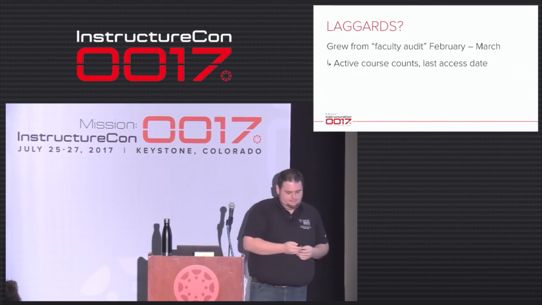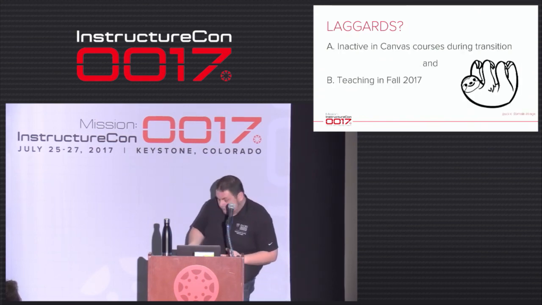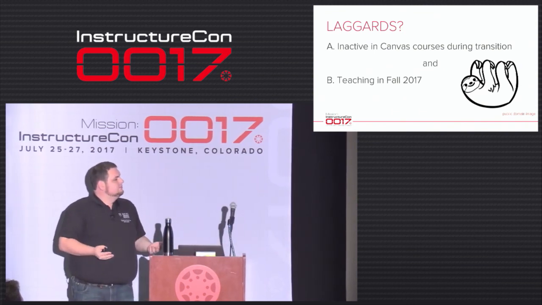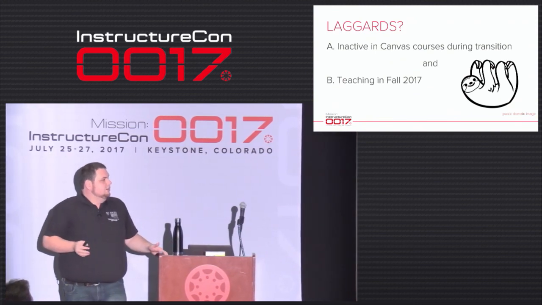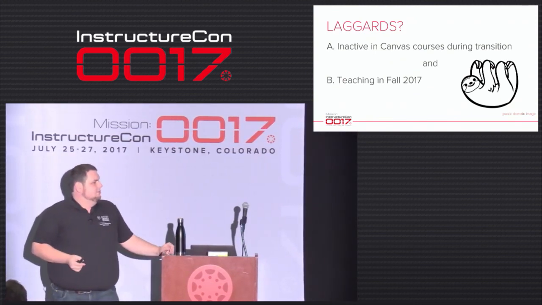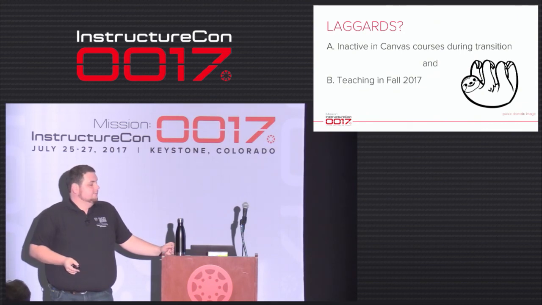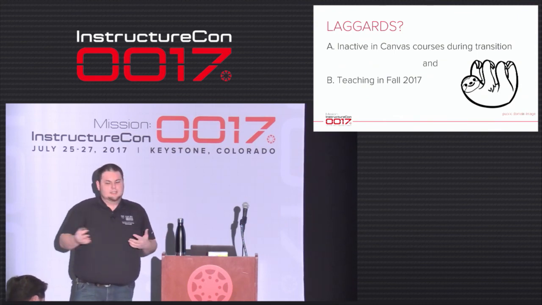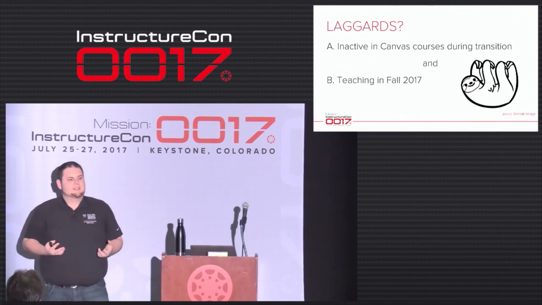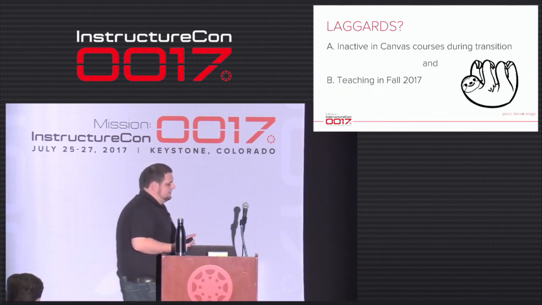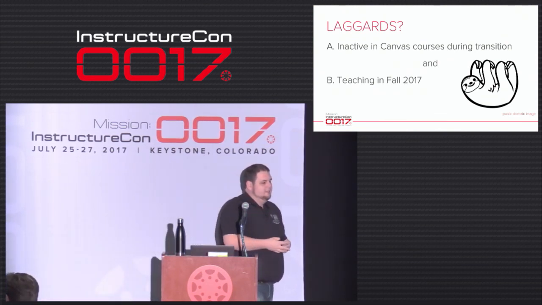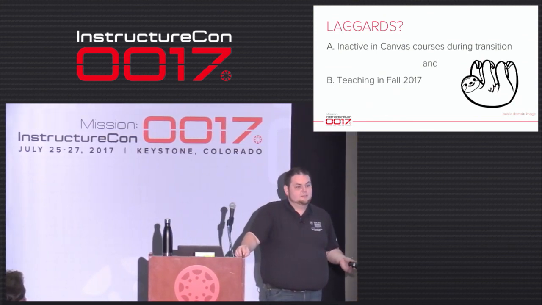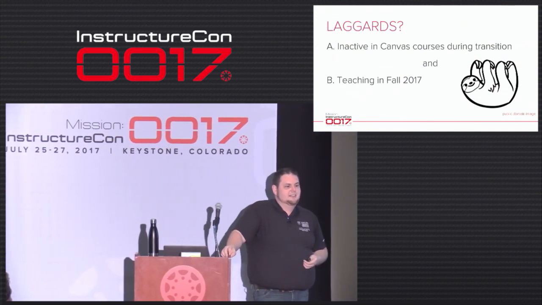So from that, I think I got the idea that we could define laggards in our transition as somebody who is inactive in their Canvas courses during our transition. And the second criterion I added after kind of looking at counts, thinking about who we were matching, thinking about people's different circumstances and why we had urged them to transition. And if somebody wasn't teaching in this upcoming fall 17 semester, I thought I shouldn't call them a laggard.